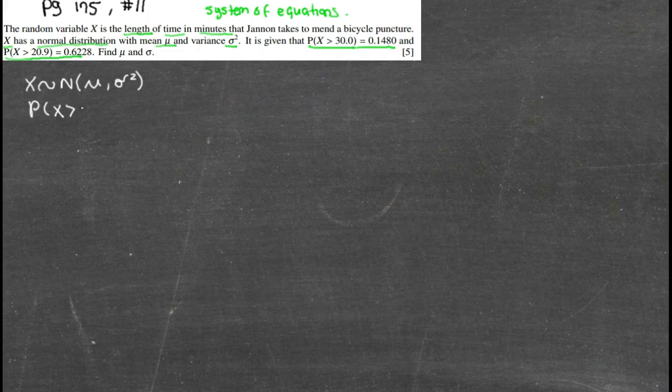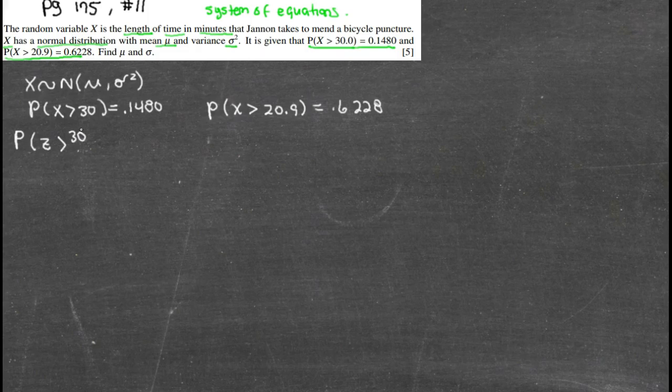We know the probability that X is greater than 30 is going to be 0.1480. And we also know the probability that X is greater than 20.9 is going to equal 0.6228. All right, so let's take them one at a time. Let's go back and look at this one first.